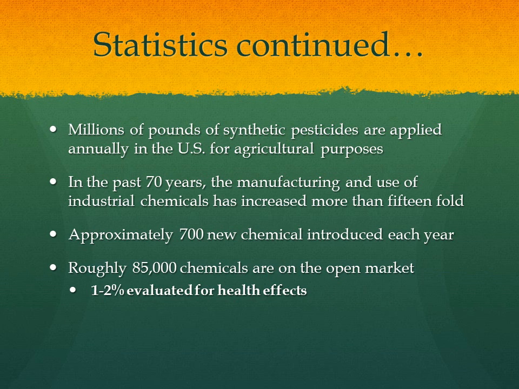Some more statistics: millions of pounds of synthetic pesticides are applied annually in the U.S. for agricultural purposes. So that is on our crops, our fields, and everything that we as humans can produce in the fields. In the past 70 years, the manufacturing and use of chemicals has increased more than 15-fold, meaning this is not just a concern that has come up now. It has been happening over the last century. There are about 700 new chemicals introduced each year, and roughly 85,000 chemicals are on the open market, meaning anyone can go and buy these chemicals and put them on their fields, but only 1 to 2% are evaluated for health effects before they're put on the market.